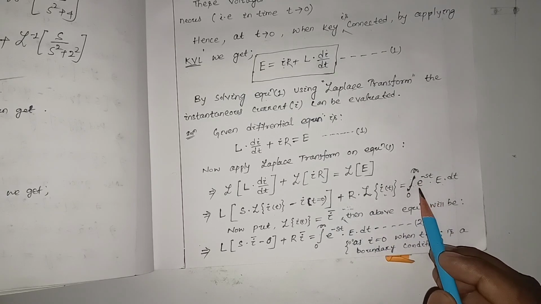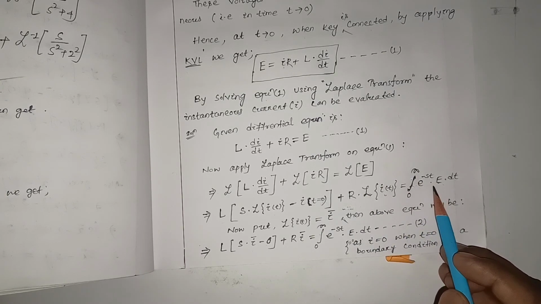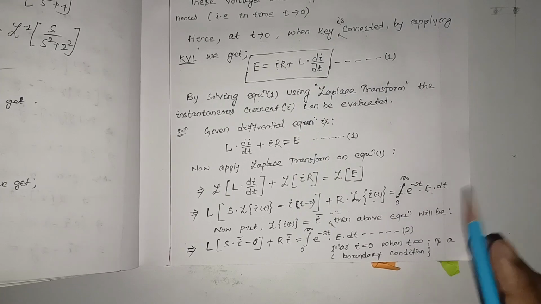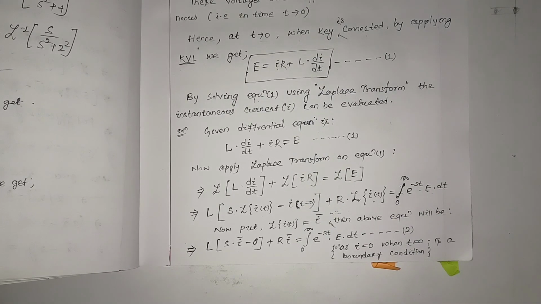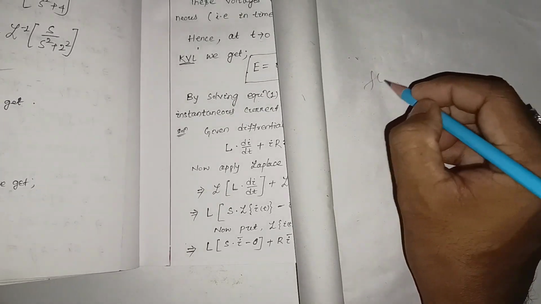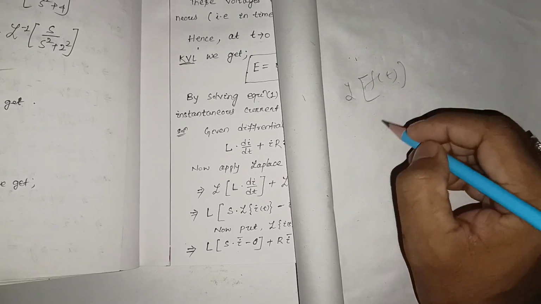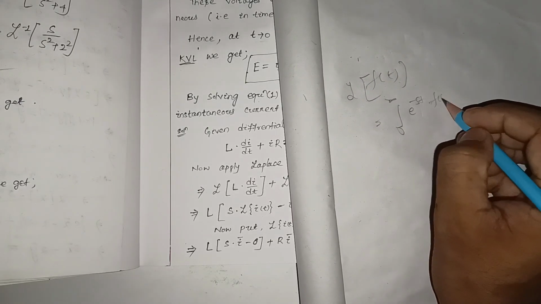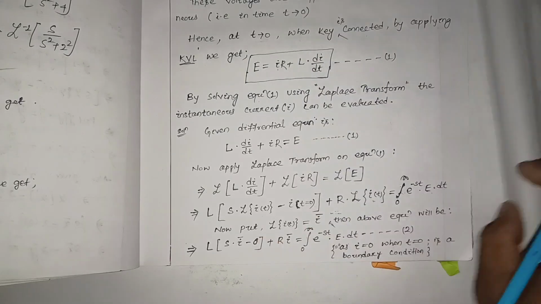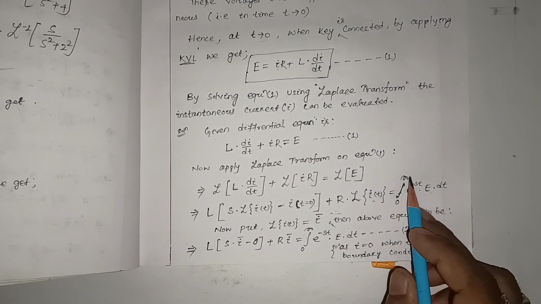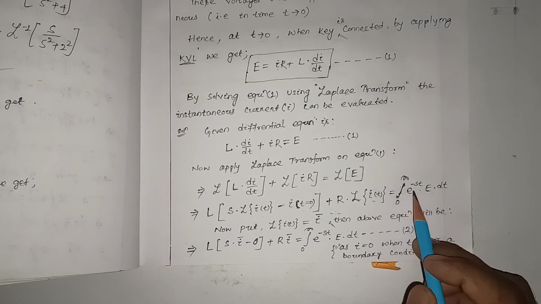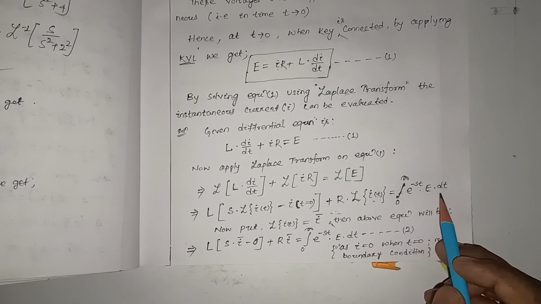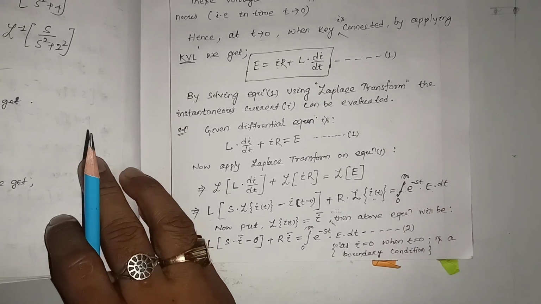The Laplace transform of E will be written as integral from 0 to infinity of e to the minus st into E into dt. That we know in general, if we have a function f of t, then the Laplace transform of f of t is nothing but the integral from 0 to infinity of e to the minus st into f of t into dt. So here the Laplace transform of E will be the integral from 0 to infinity of e to the minus st into E into dt.